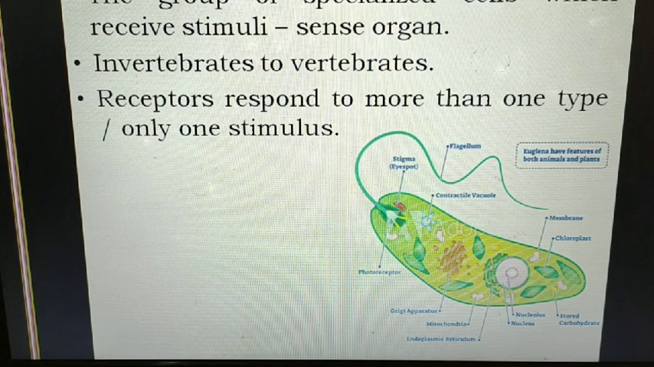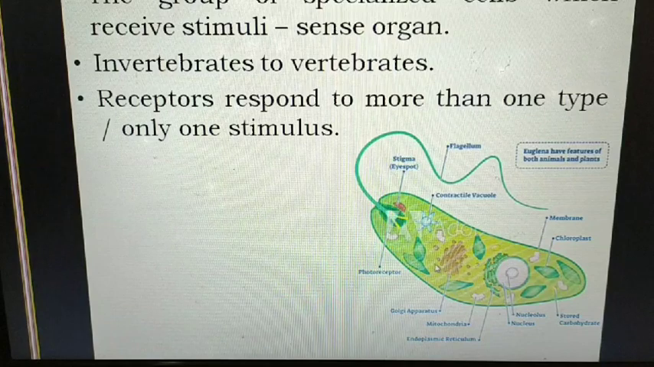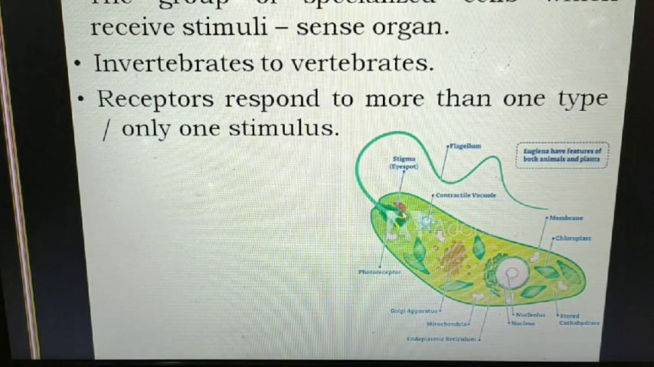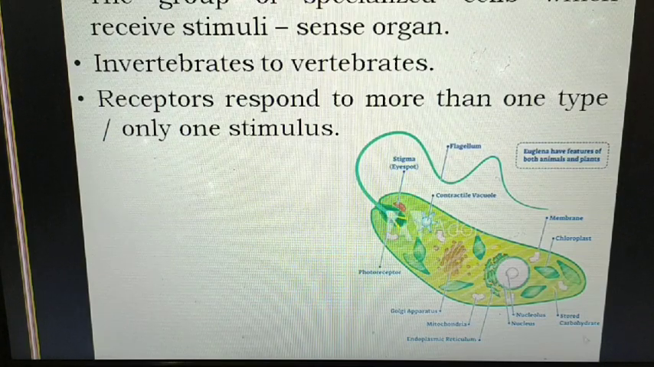The group of specialized cells which receive stimuli is known as sense organ. So the sense organs are present in almost all the animals from invertebrates to vertebrates. So here we can see the sense organ which is known as stigma or the eye spot in euglena. So we can say that the sense organs are present from protozoan to higher vertebrates.